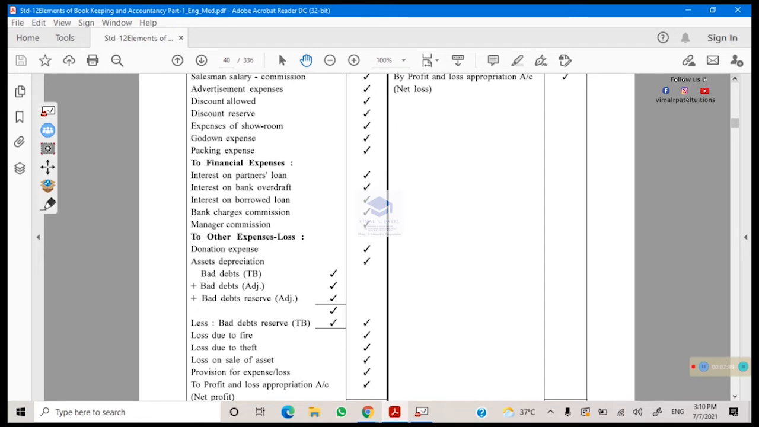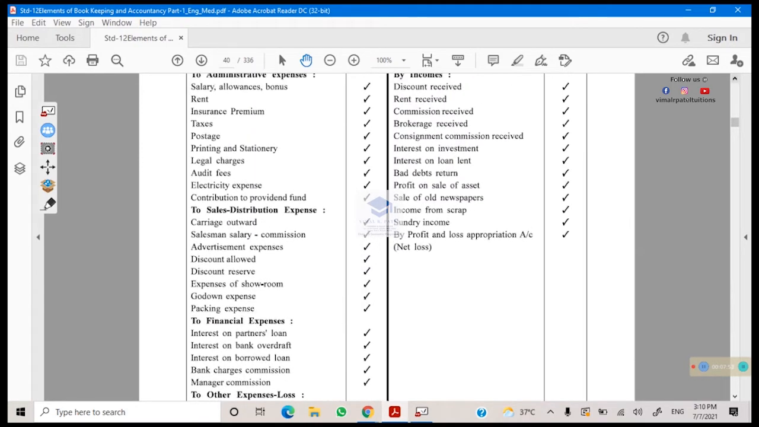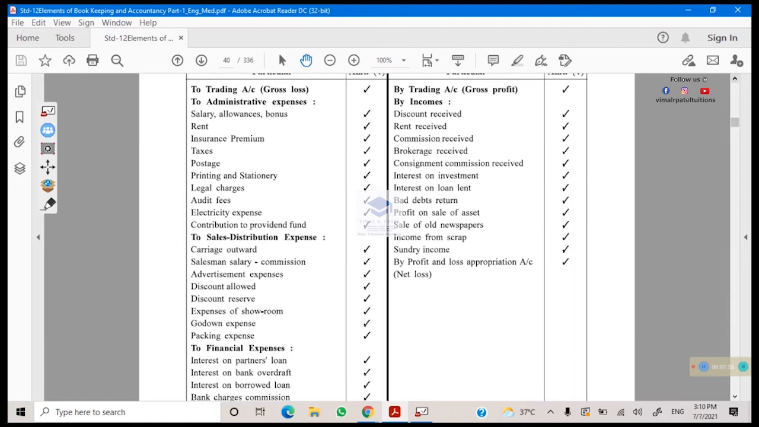Then any loss due to fire, loss due to theft, loss on sale of asset, any type of loss. Then any provision for expense like provision for taxation, provision for depreciation will be debited to profit and loss account. Then on credit side, all income will be credited.